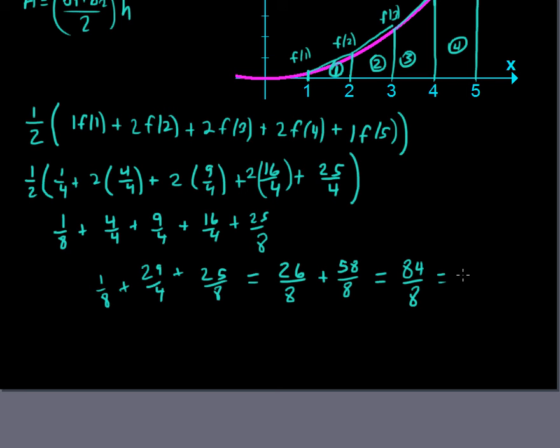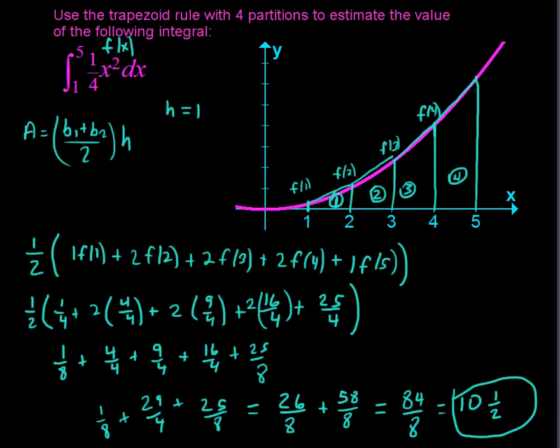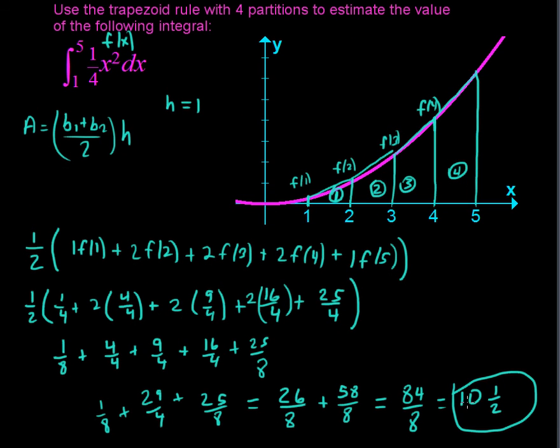So that is 10 and 1/2. So our estimate for this is that this integral up here is approximately equal to 10 and 1/2. And remember, if you were asked, this would be an overestimate because the tops of our trapezoids were above the curve that is concave up.